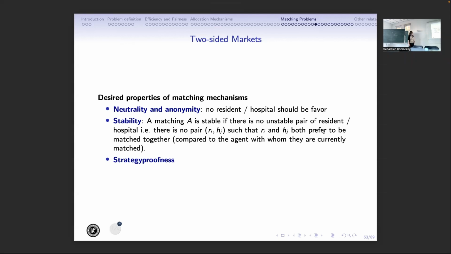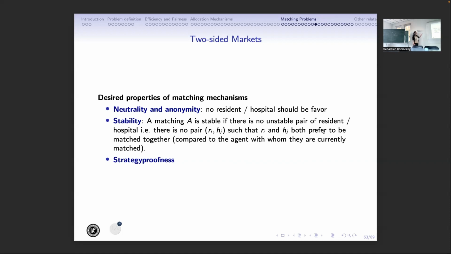So the desired properties of a matching mechanism are often neutrality and anonymity. In neutrality, no resident should be favored, and in anonymity, no hospital should be favored. Stability, as I mentioned: a matching M is stable if there is no unstable pair in the matching. So there is no resident-hospital pair such that the resident and the hospital would prefer to be together.